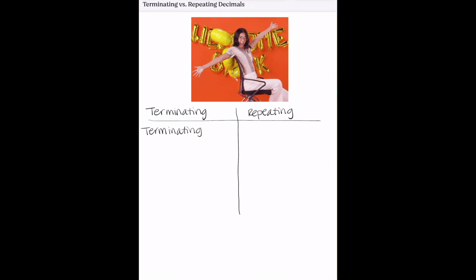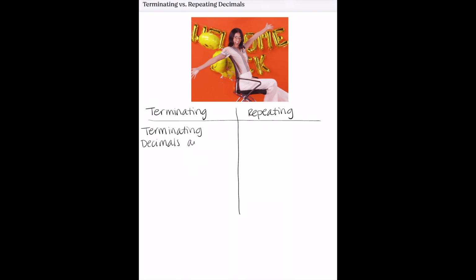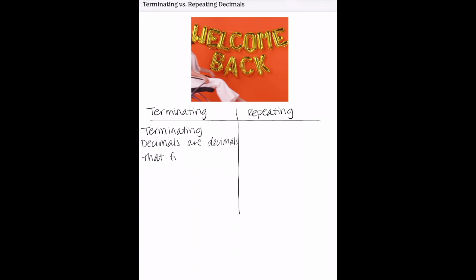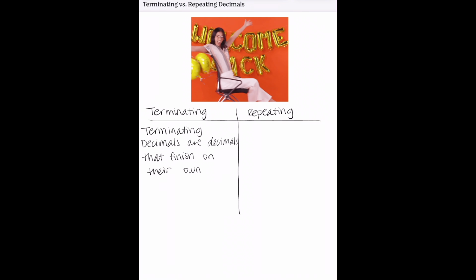In today's lesson, we're going to go over the difference between terminating and repeating decimals. If you have not yet watched last week's video on how to convert fractions to decimals, I would really recommend watching that video first because we're going to go over that concept again in this video while also identifying and distinguishing between terminating and repeating decimals.